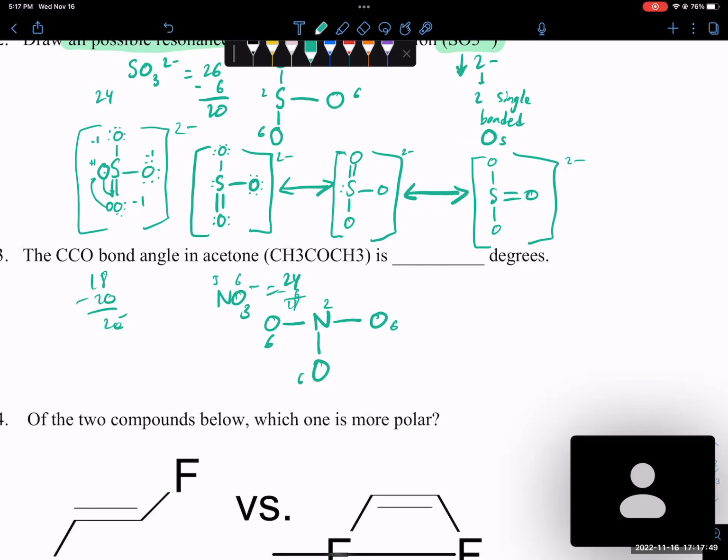So now what you can do is double bond one of these oxygens, and then single bond the rest. So what you get is N, O, O, and then a double bonded O.